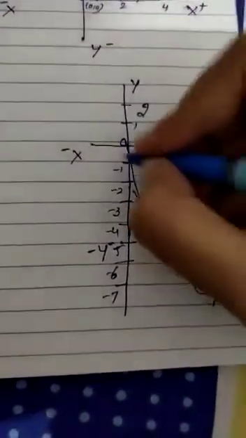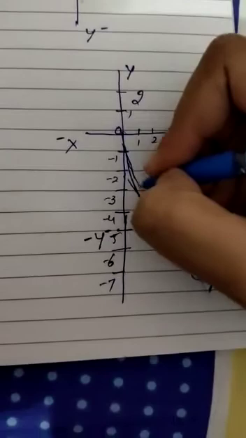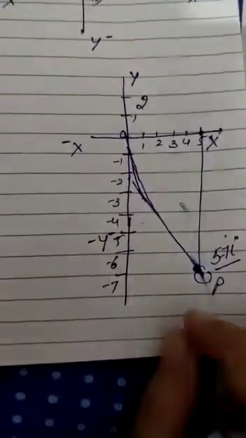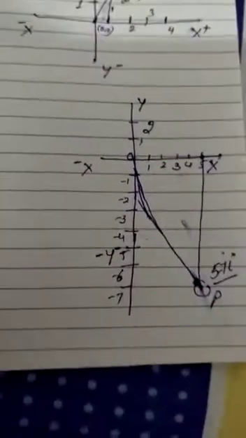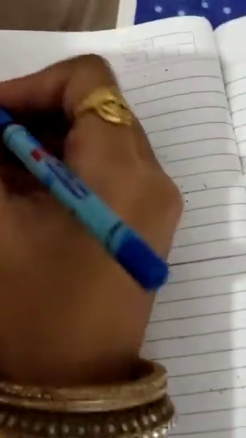Clear? This is a straight line. This is our 5 minus 7 iota. Clear? Sometimes they will give you such type of questions. They can give you such type of statement.